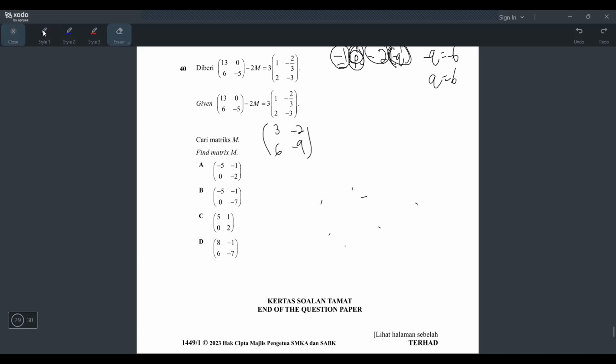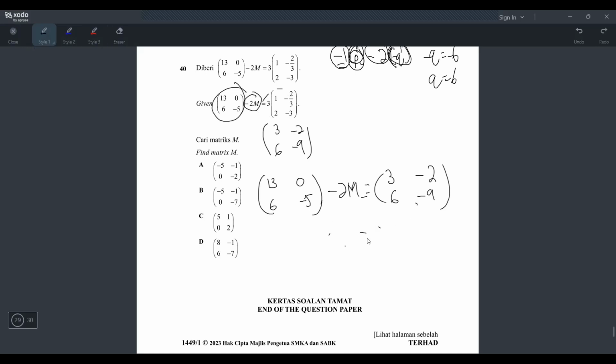If I say this one minus this one is this, so how can I find my box here? So it will be 13, 0, 6, negative 5. When you minus 2M, you get this, right? You get 3, negative 2, 6, negative 9. It means if I want to get my 2M, I will take 13, 0, 6, negative 5 minus this 3, negative 2, 6, negative 9, right? Or I can explain it like this also. Negative 2M, you move there, become positive 2M, and then this whole bracket you move here, that's why you get minus here, right?